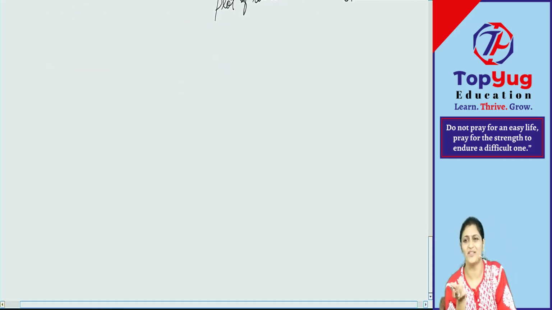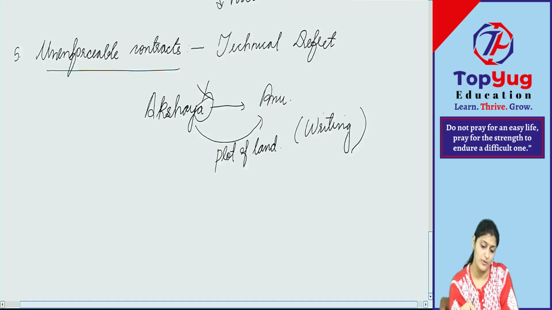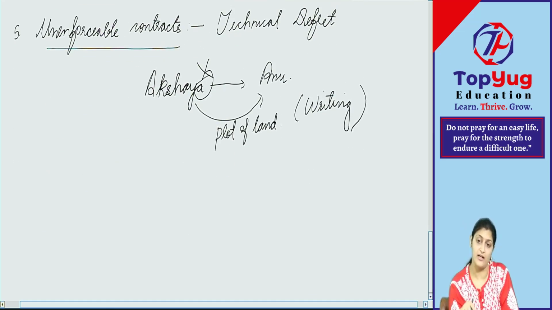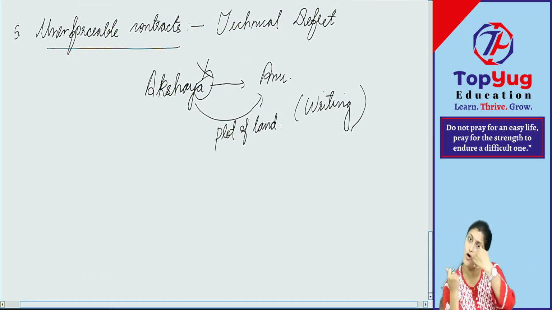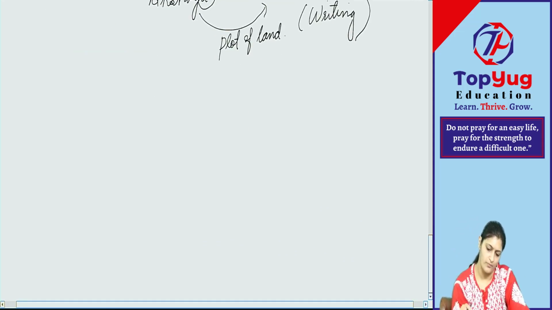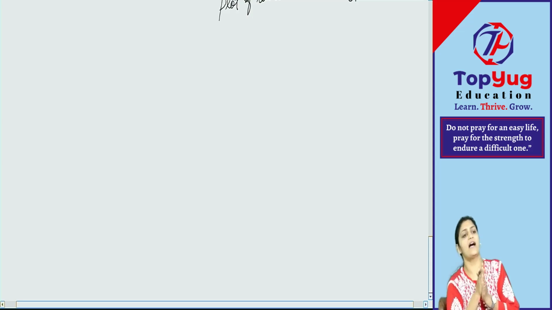Unenforceable again is what? Something which has no support of law. But here, what is the difference between a void contract and an unenforceable contract? The difference is, in a void contract, some essential element is not satisfied. Here all essential elements are satisfied, but there is some technical defect in the contract. Okay, so understood? These are the various types of contract based on validity or enforceability.